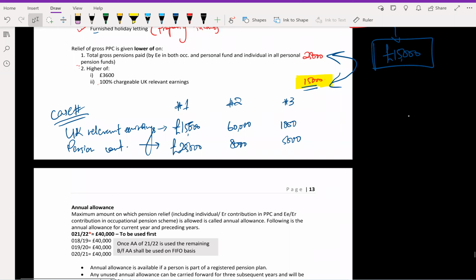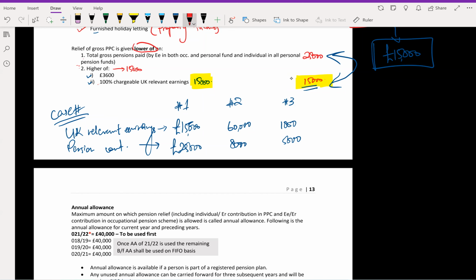See, the UK relevant earnings in case number one is 15,000, right? So case one, Conan is saying that's 15,000. All right, let's see. So UK relevant earnings is 15,000. So I write 15,000 over here. First, I'm going to take higher of these two things. Higher of 3,600 and 15,000 is what? It's 15,000, obviously, right? Since the answer for two is now 15,000, you compare one and two and you take the lower off because the law says lower off, right?